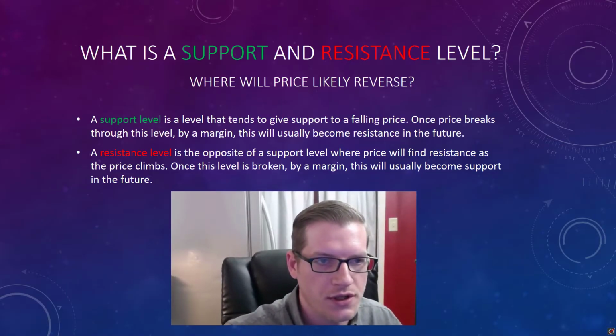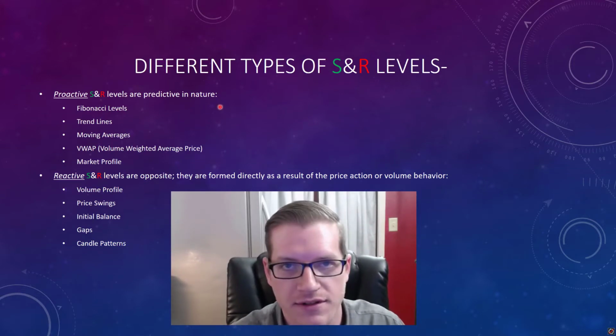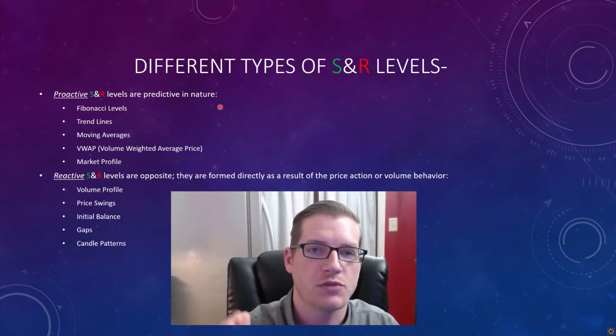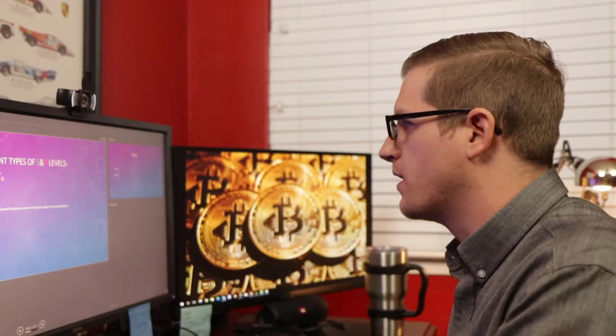Along with support and resistance, we need to define the kinds of support and resistance levels. The first being proactive, right? This is going to be Fibonaccis, trend lines, moving averages, VWAP, and market profiling. Now, these are levels that are purely predictive in nature. The price action has not told us, or the volume profile has not told us, that this is an area that is likely going to be support and resistance. We are predicting in advance what this level is likely to be.